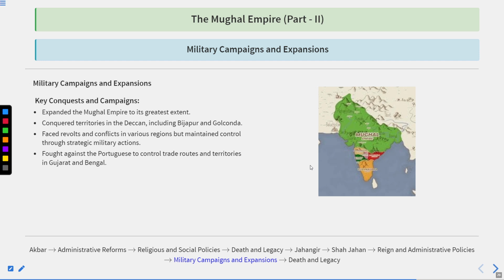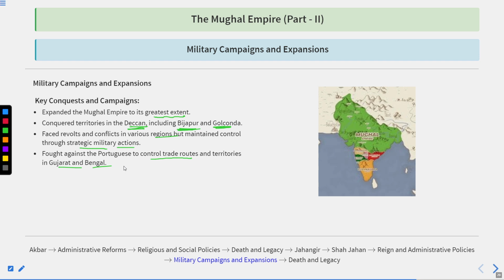Military campaigns and expansion. He expanded the Mughal Empire to a great extent, especially in the southern region of India. He conquered territory in the Deccan, including Bijapur and Golconda. He faced revolts and conflicts in various regions but maintained control through strategic military action. He fought against the Portuguese to control trade routes and territories in Gujarat and Bengal also.